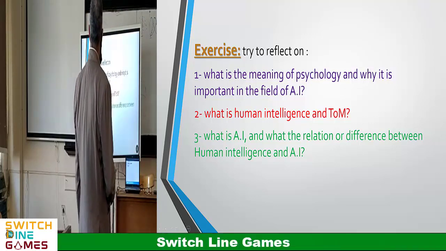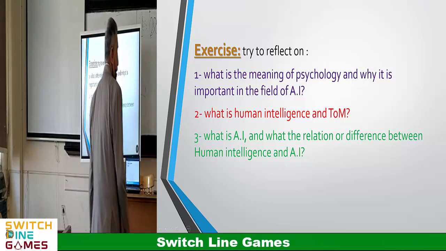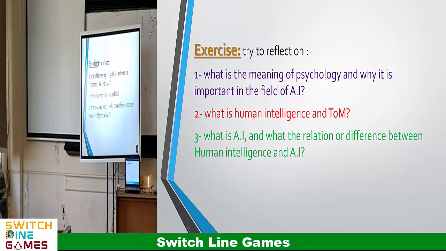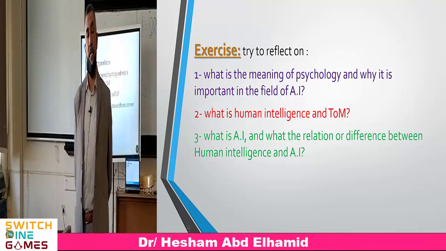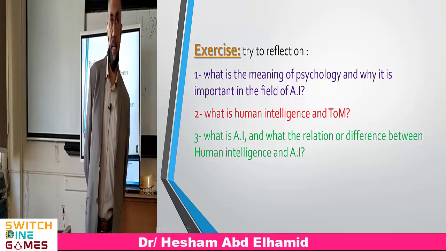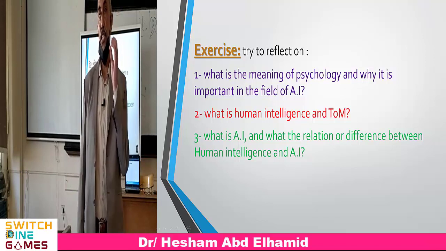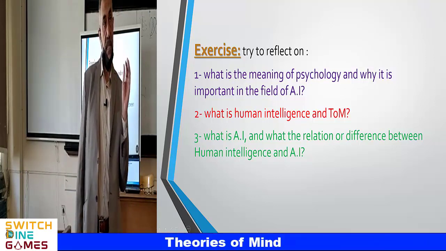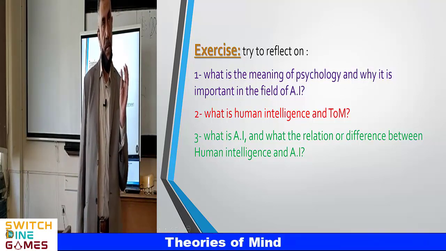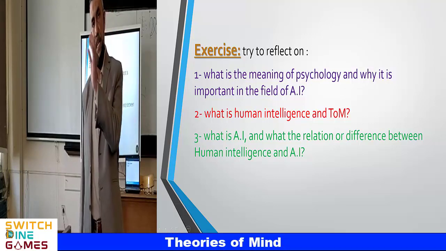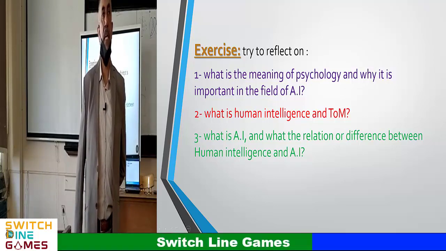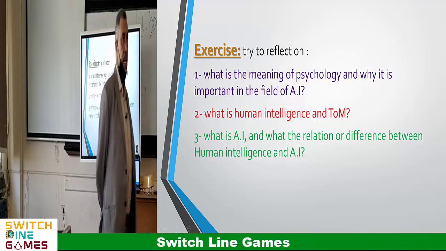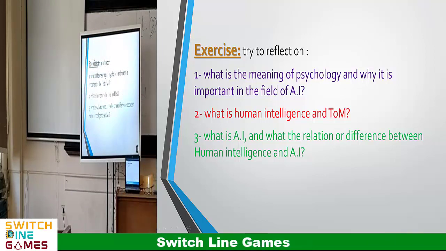The question now is, what is human intelligence? Because you are interested in, or your major is artificial intelligence, you are interested in how to apply our human intelligence in the field of AI. Make sense? So, what is the meaning of artificial intelligence and what is the meaning of human intelligence?